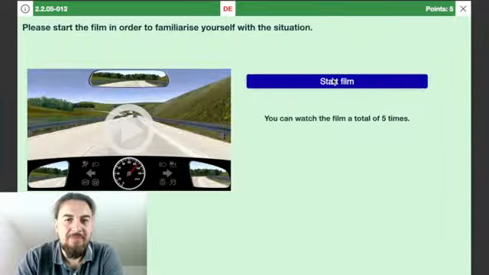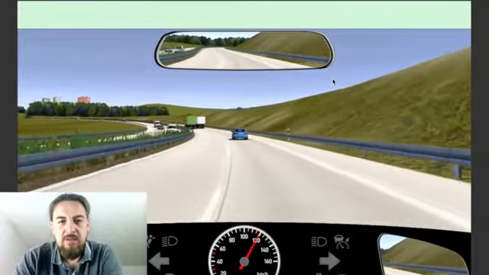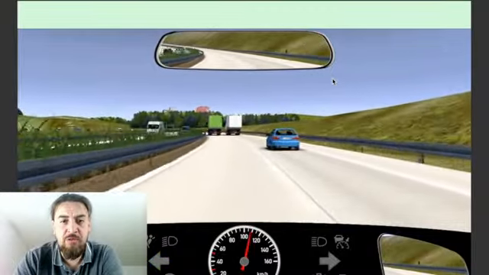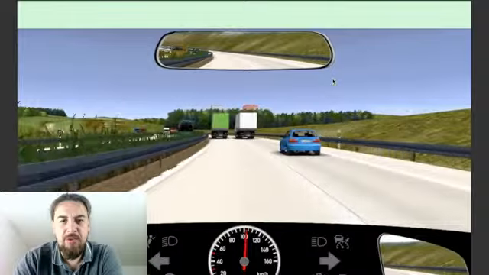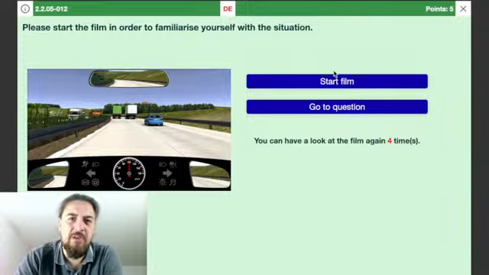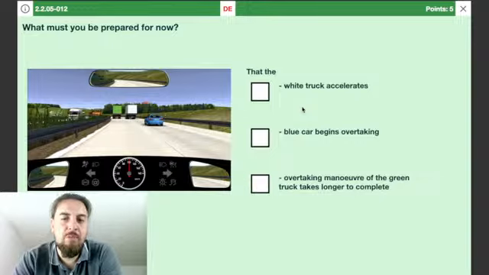Nice. Okay, we're again on the highway. We're about to overtake, slowing down because we are forced to, because of these two trucks. The green one is overtaking. Check out the blue one, what he's about to do. I think that's quite obvious. Let's go to the question. What must you be prepared for now? That the white truck accelerates, that the blue car begins overtaking, that the overtaking maneuver of the green truck takes longer to complete.